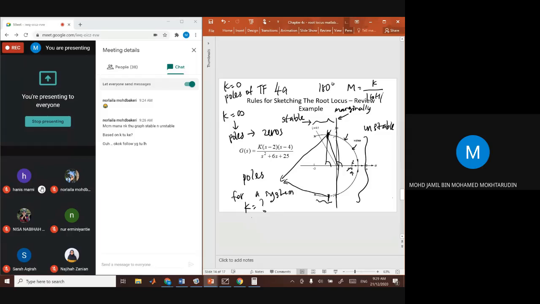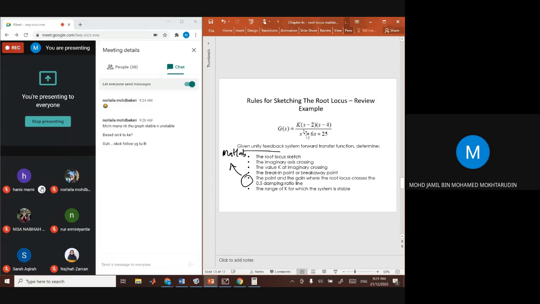So K tu yang menyebabkan adanya root locus ni. Kalau kata tak ada K, let's say your transfer function here, you don't have K here, tak ada K, then it becomes a single dot je lah. Titik je. Tapi K tu yang menyebabkan dia ada sketch tadi.